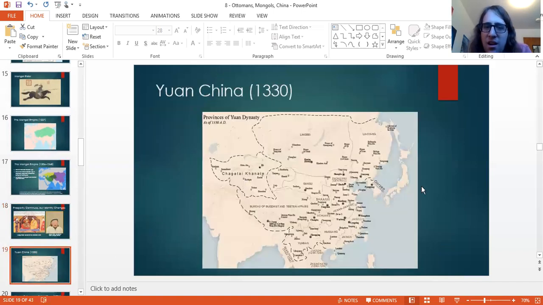So Yuan China, however you want to pronounce it, incorporates the region of Mongolia and China here, and is one of the dynasties that are worth noting.